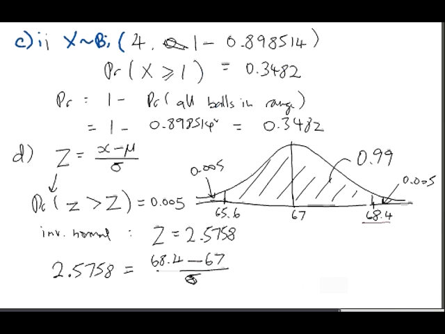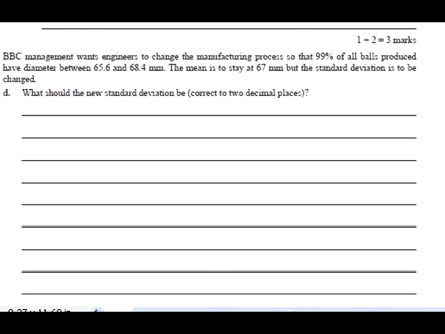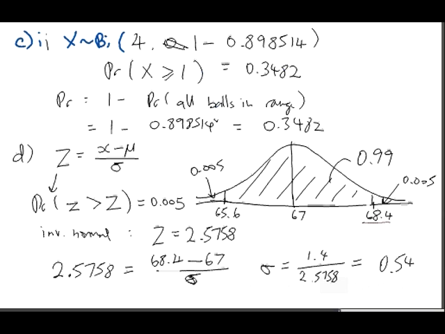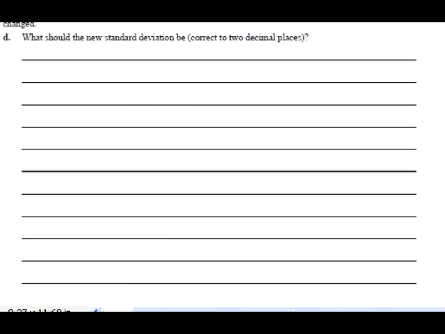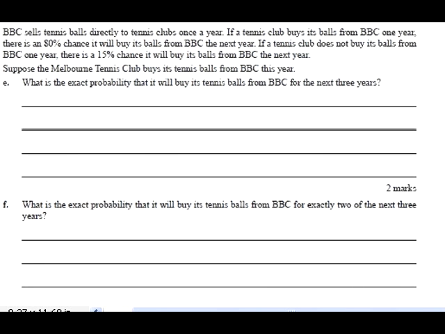And when you solve this, you will see that standard deviation is going to be 1.4 over 2.5758, which equals 0.54. 0.54 what? Millimeters. Remember your units. 0.54 millimeters. There you go. So that's what the new standard deviation has to be for 99% of the balls to fit into that range. Not too bad, right?